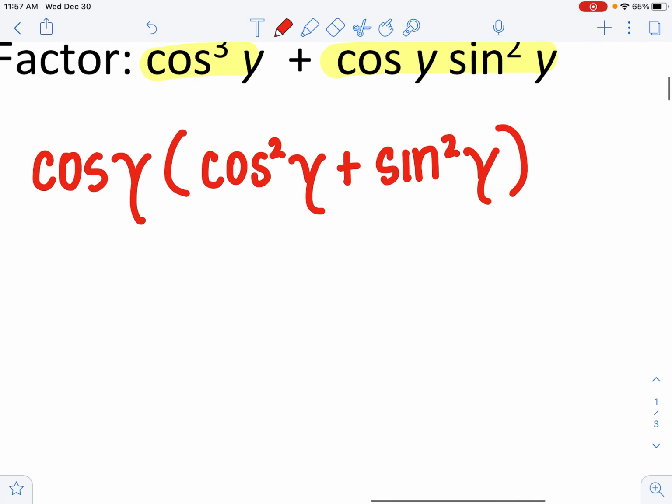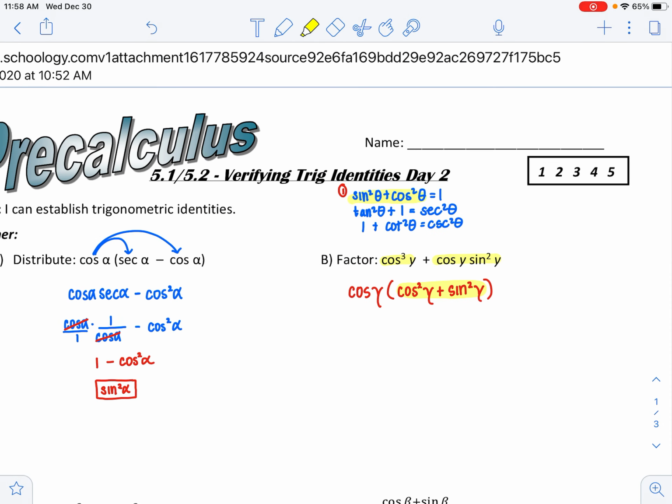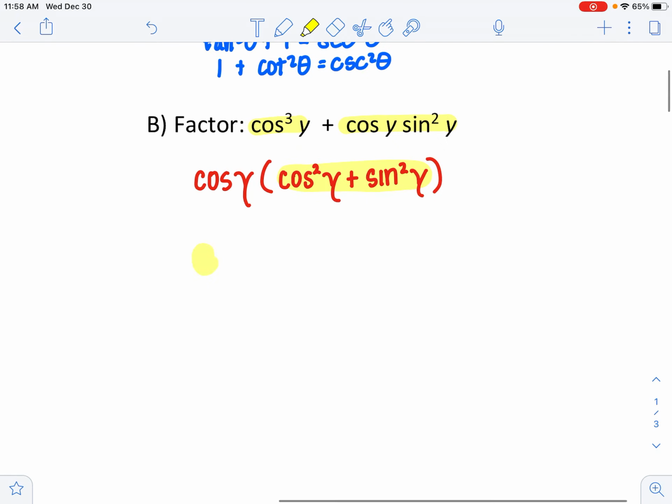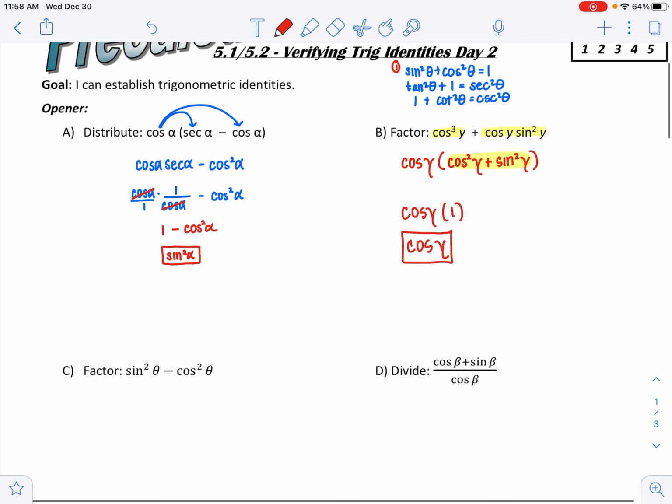So then I say, okay, anything look good here? And I say, ooh, this looks good. Cosine squared plus sine squared. That looks like my first identity. That's equivalent to 1. So now I can say I have cosine of gamma times 1, which is cosine of gamma. Okay? Once again, steps are important. If I see someone go from this to this, they copied it off of someone else 100%. It doesn't just pop into your head.